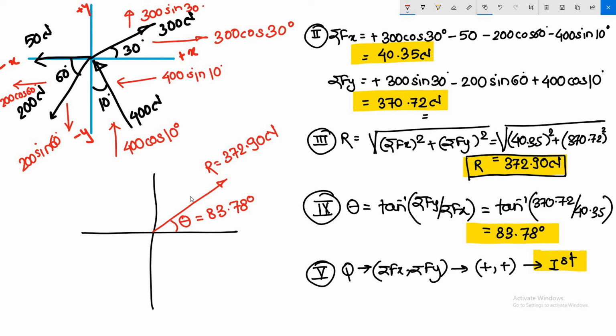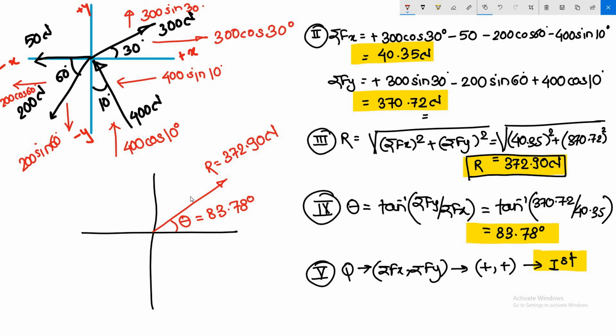The diagram shows the composition of the force system initially given in the problem, which comprised 4 forces: 50 Newton on the x-axis, 200 Newton, 400 Newton, and this 300 Newton force. Whatever action these 4 forces were causing on the axis system, the same action is carried out by this resultant R having magnitude 372.90 and inclined to the x-axis with theta equal to 83.78 degree. So that was another problem regarding composition of forces.